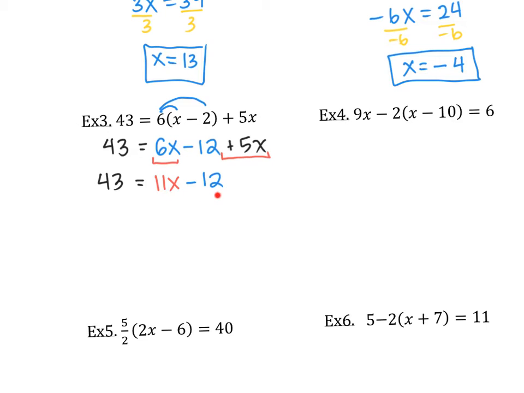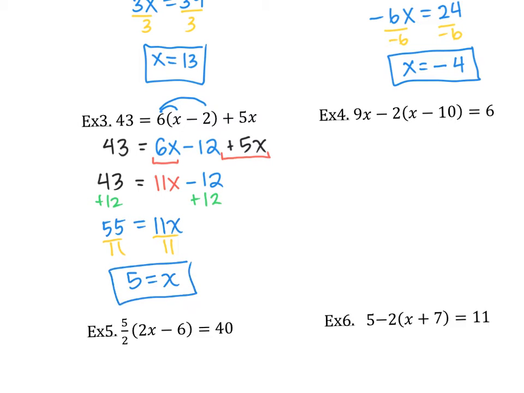Okay, I see 11x minus 12. I'm going to cancel the minus 12 by adding 12 to both sides. See, 43 plus 12 is 55 equals 11x. Okay, since I have 11 times x, to cancel 11 times x, I divide by 11. Okay, 55 divided by 11 is 5 equals x. Or you can write x equals 5 if you prefer to have it the other way.